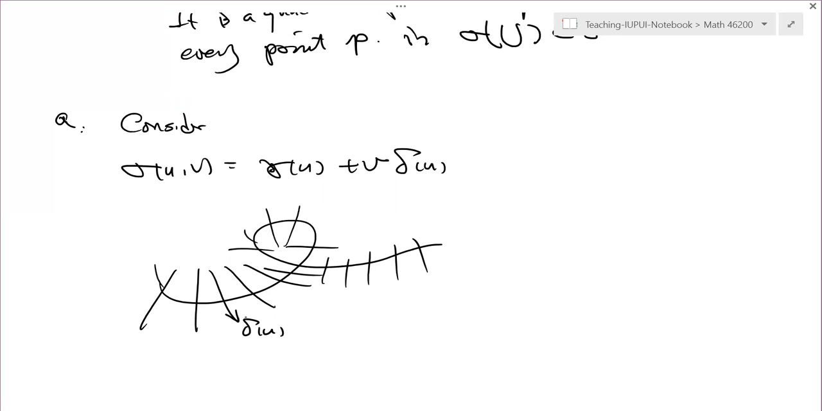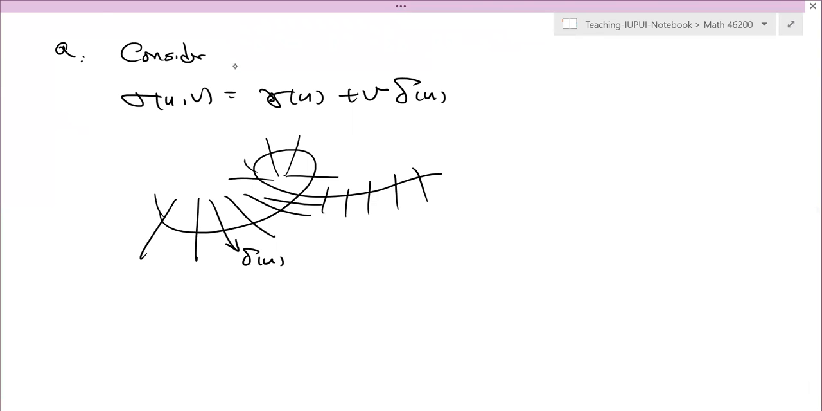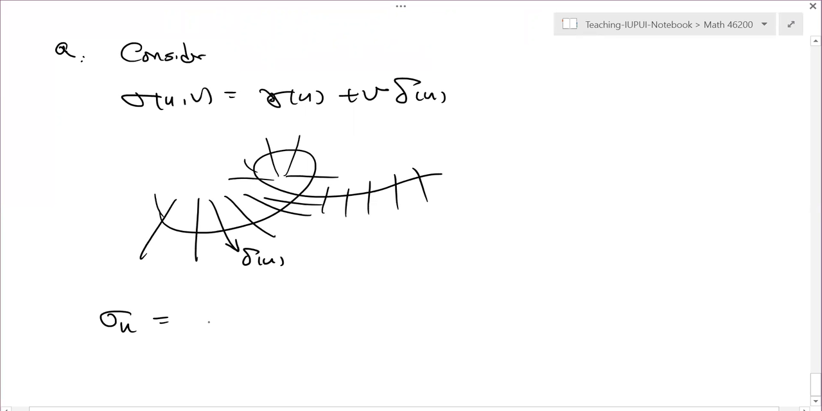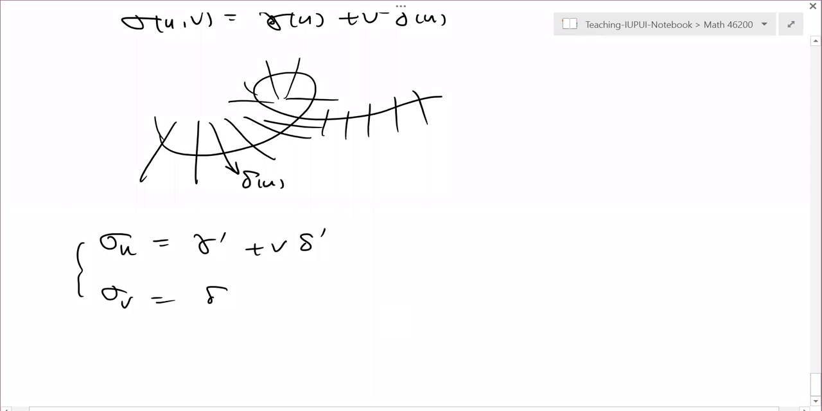Right, so let's compute it. All I have to do is compute E. So sigma_u is gamma prime plus v delta prime, and sigma_v is delta. So E is going to be the squared length of gamma prime plus v delta prime.